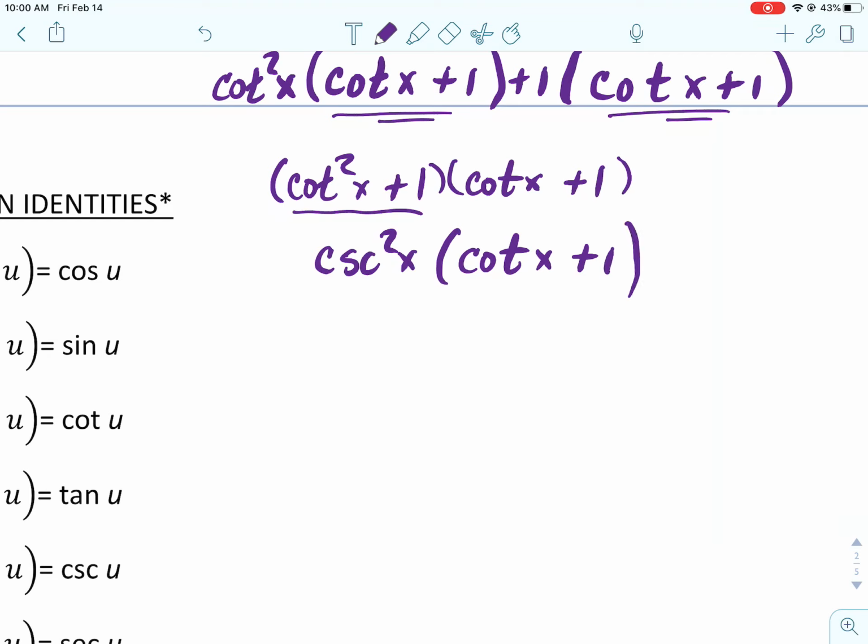And sometimes people get it in their heads that if it's not a squared term, just like cotangent of x plus 1, they can use the Pythagorean identities, but you cannot. The Pythagorean identities only work with the squared terms.